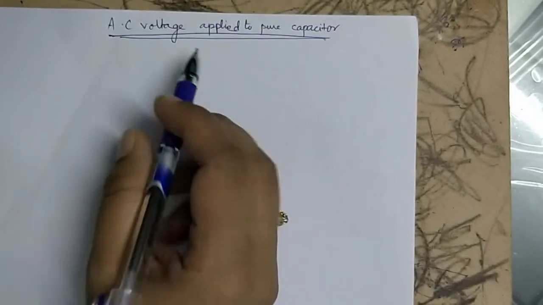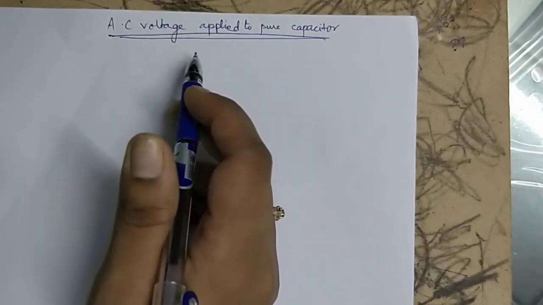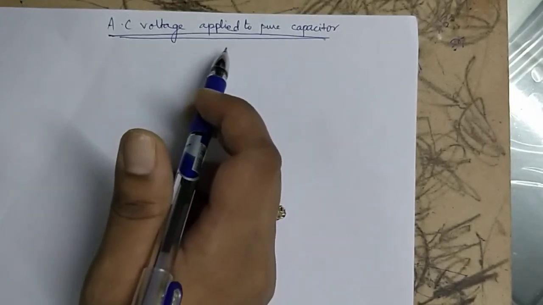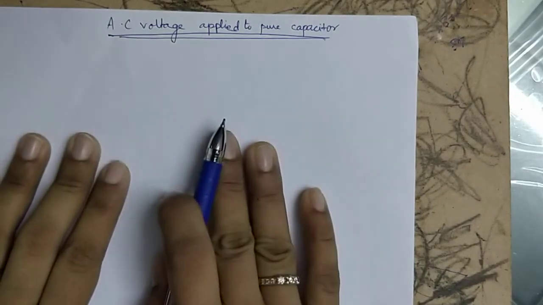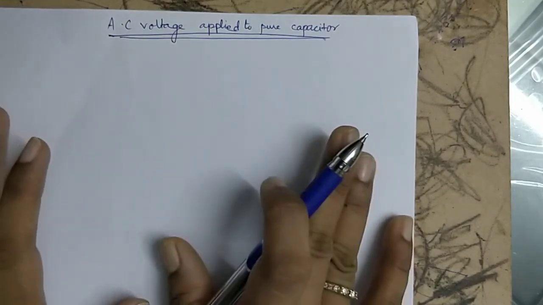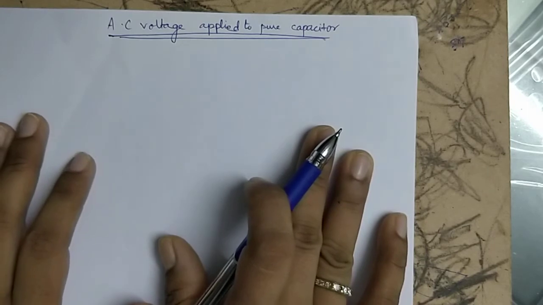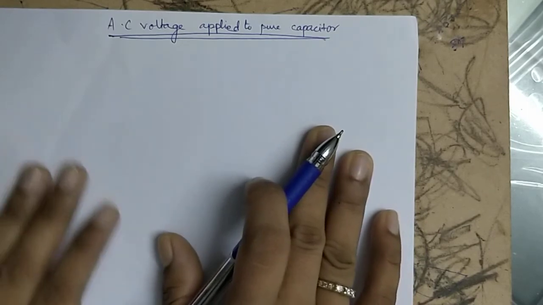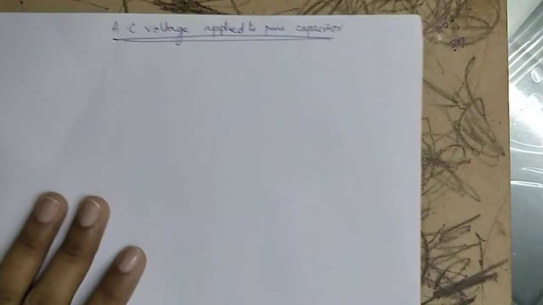Our next topic is AC voltage applied to a pure capacitor. You have seen in a pure resistor there is no phase difference between current and voltage. In a pure inductor there is a phase difference between current and voltage, where voltage leads current. Now in the case of a pure capacitor, what happens?